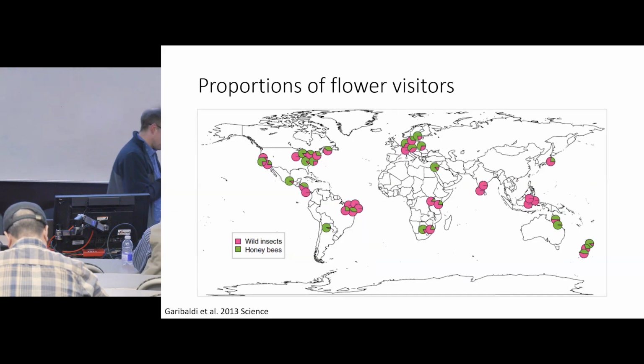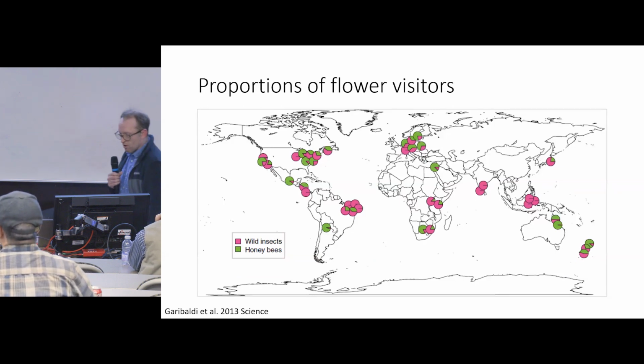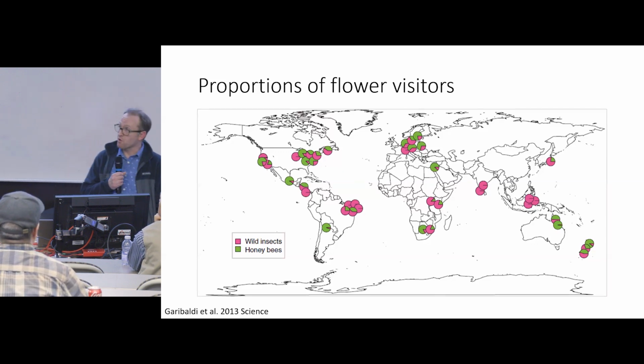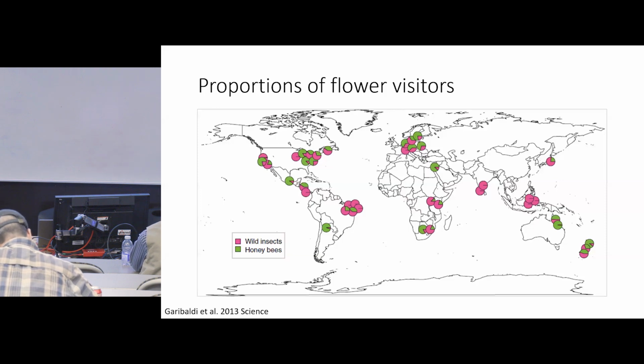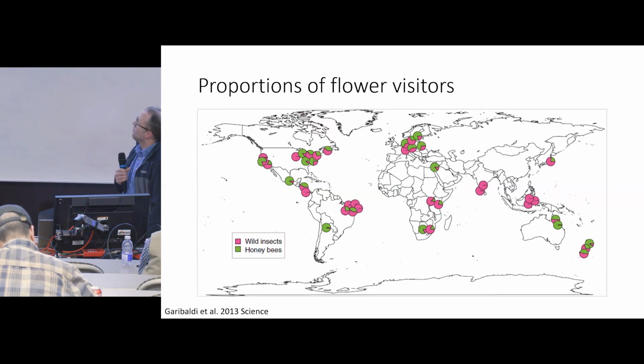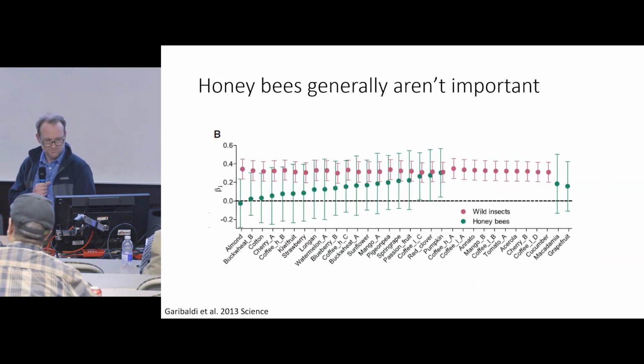This is a global data set that came out about a decade ago, looking at the number of visitors to crop flowers across the globe, separating them between honeybees and wild insects. Basically it really depends on where you are, what crop you're using, and what part of the world you're at, as to how relevant honeybees are to your crop. You'll see there's pretty much nothing going on in Canada. We know relatively little about the crops in the prairies for this kind of work. But generally speaking, there's a lot of wild insects out there doing the pollination service.